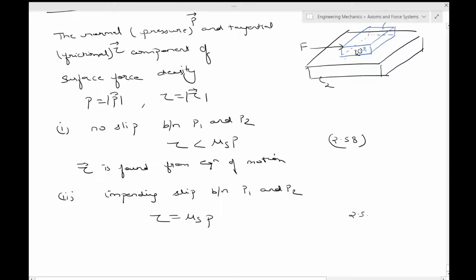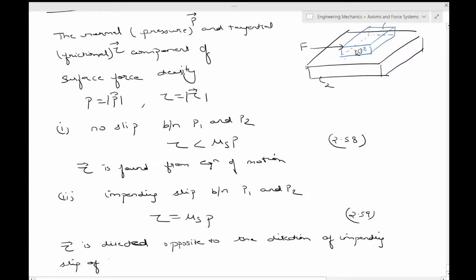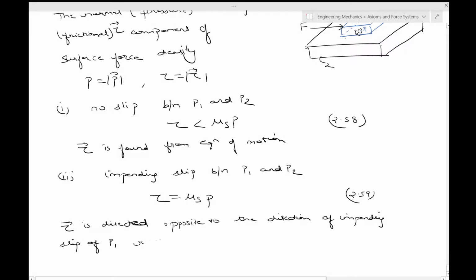This is 2.59. So this is a linear proportionality, and tau is directed opposite to the direction of impending slip of P1 relative to P2, that is, tau is opposite to the component of acceleration of P1 relative to P2 at the given time plus, just the next instant, in the tangent plane.